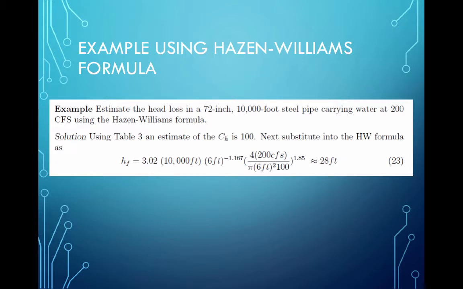Let's write down the parameters of the example so that I can do them using an online tool. So we have a 72 inch, which is 6 foot, 10,000 foot pipe, 200 CFS. What's the head loss? We're given that the C sub H is 100. So we could put that into the Hazen-Williams formula and determine the head loss as shown here.